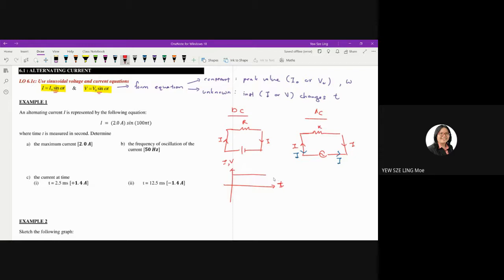The value is fixed. The moment you switch on the power supply, the value is fixed. But when it comes to AC, what is going on? The value keeps changing, so either V or I against t. Now let's say you switch it on, it starts from 0.